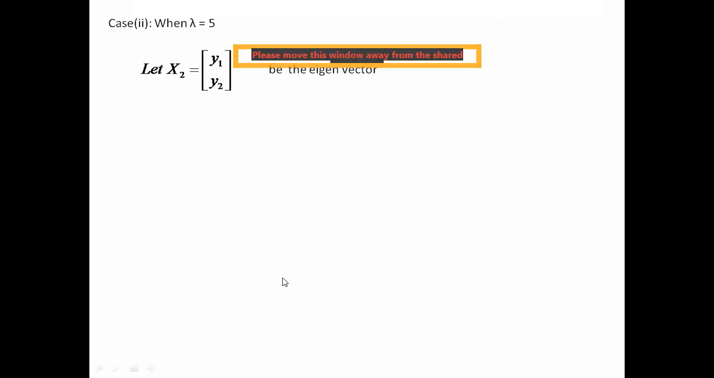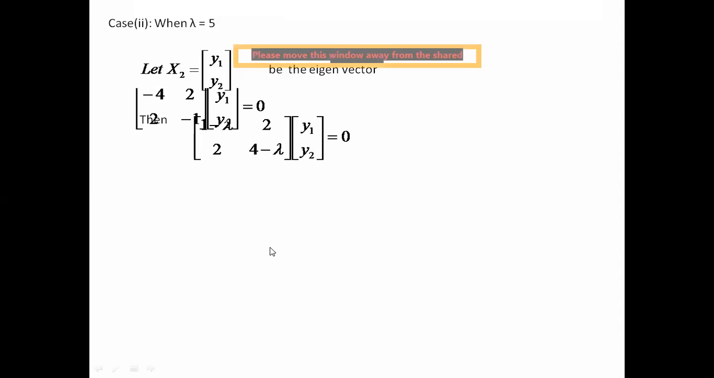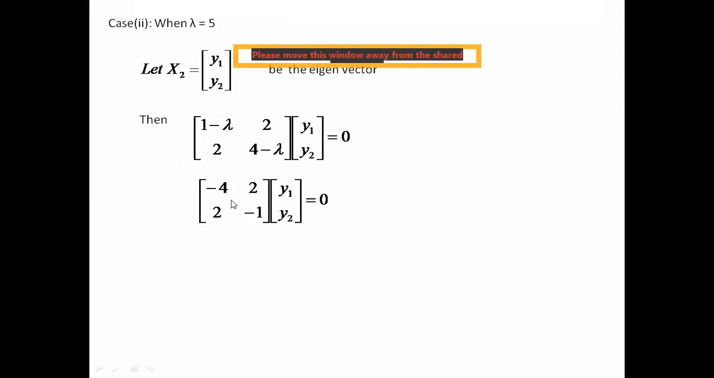So what is the meaning of this eigenvector? When you multiply that matrix A by X2, you should get right hand side 0. This is the condition for that. But lambda is equal to what? 5. If you substitute lambda is equal to 5, we get 1 minus 5 is minus 4, and 4 minus 5 is minus 1. This matrix you get. Simplify this. With lambda equal to 5, when you multiply, minus 4 into y1 plus 2y2 is equal to 0. Similarly, 2 into y1 minus y2 is equal to 0.